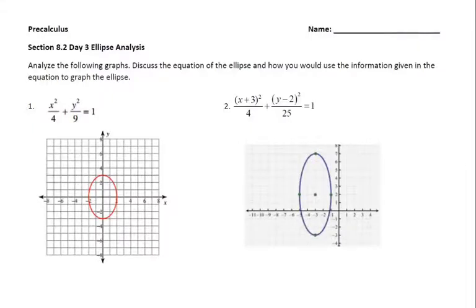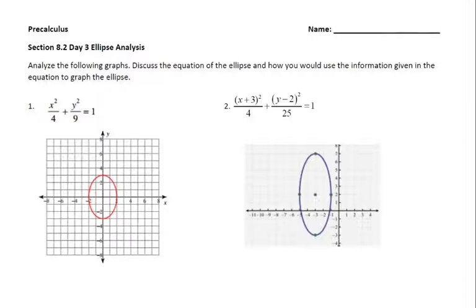So for day 3 of chapter 11, we're going to begin looking at our next type of conic, which is an ellipse. We're going to start by first looking at a few different graphs of ellipses and try to connect the graph of the ellipse to the equation of the ellipse. So look at number 1.